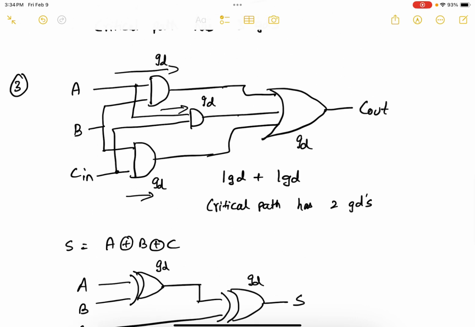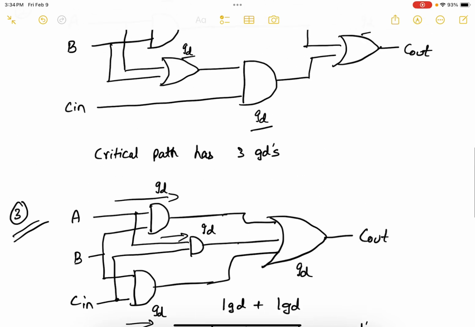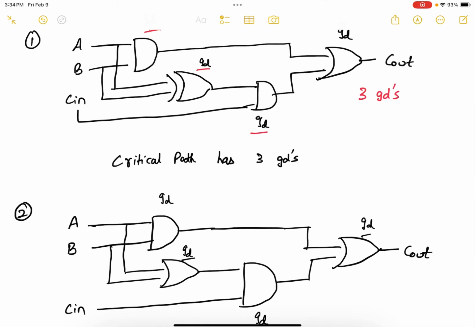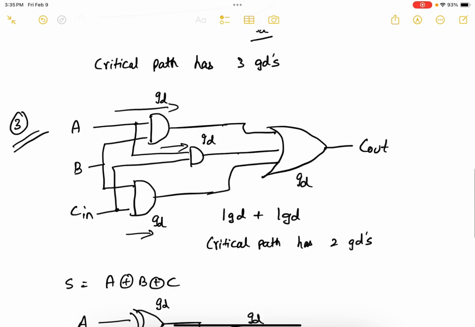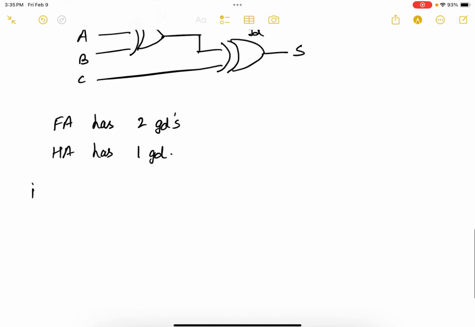Even though circuit number 3 had the lowest amount of gate delay compared to the other two circuits, circuit 1 is typically used because it is easy to implement. We study critical path for two main reasons. The first reason is timing analysis. The second thing, which is perhaps the most important thing, is that the critical path decides your clock frequency.